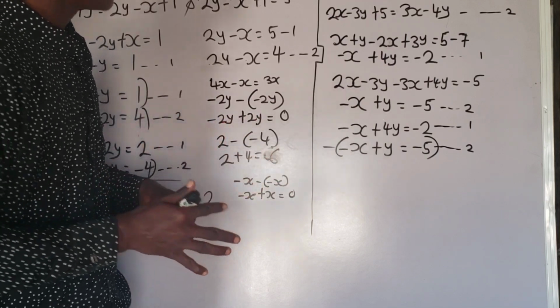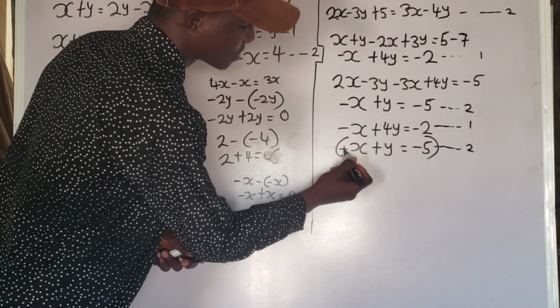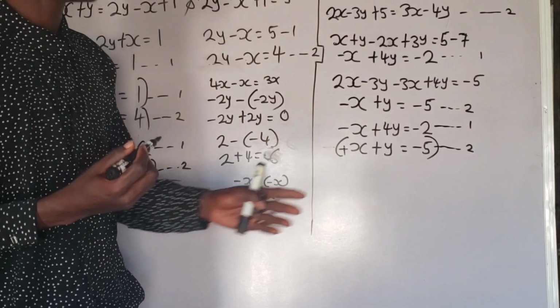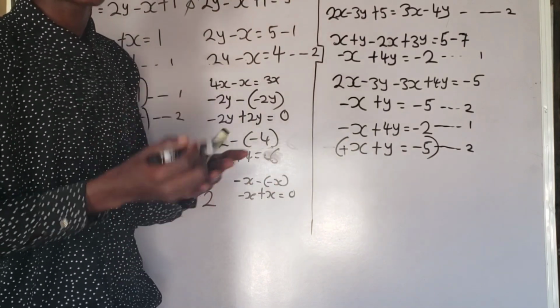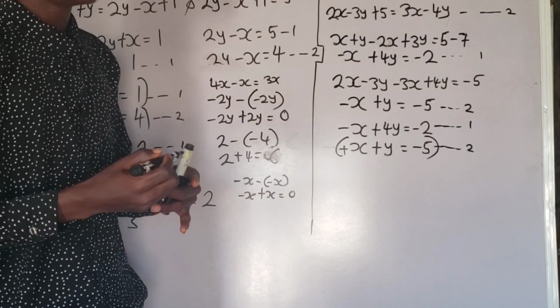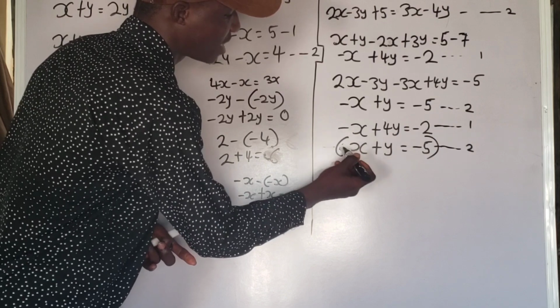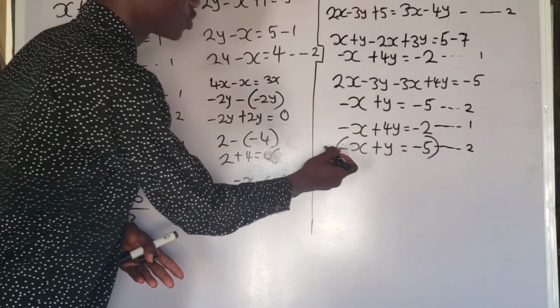You understand? Let's say we have a positive sign as the coefficient of x in equation 2. I'm going to add both equations, you understand? But in this case, we have a negative sign, so I'm going to subtract.